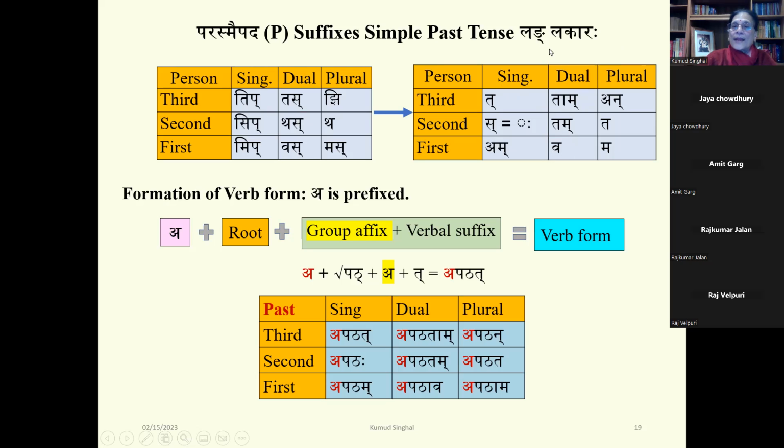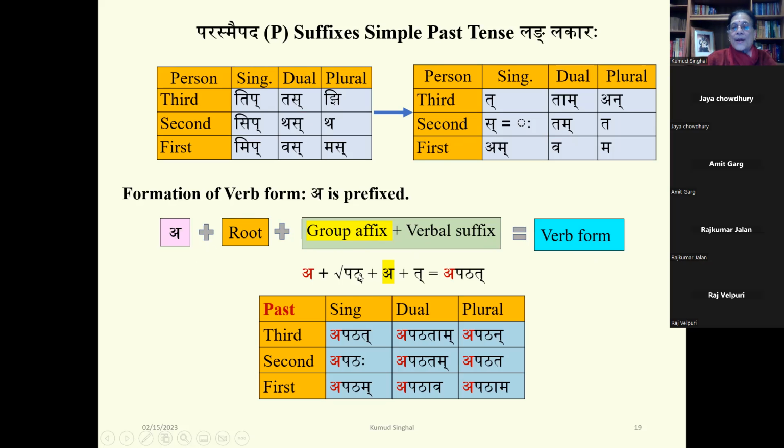And another thing, when forming the past tense, the root is prefixed by the vowel a. So you add an a before the root. This is only for the past tense, not for the lot or the vidhiling. So in order to form past tense verb forms, you prefix a, then you have the root, then you have a group affix, then the verbal suffix, and you have a verb form.